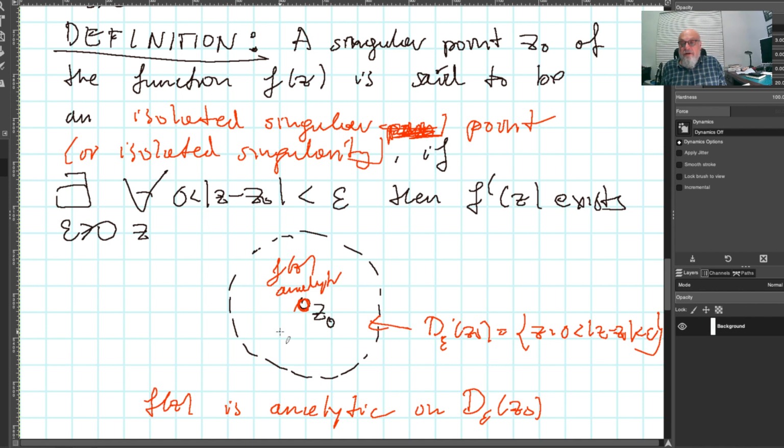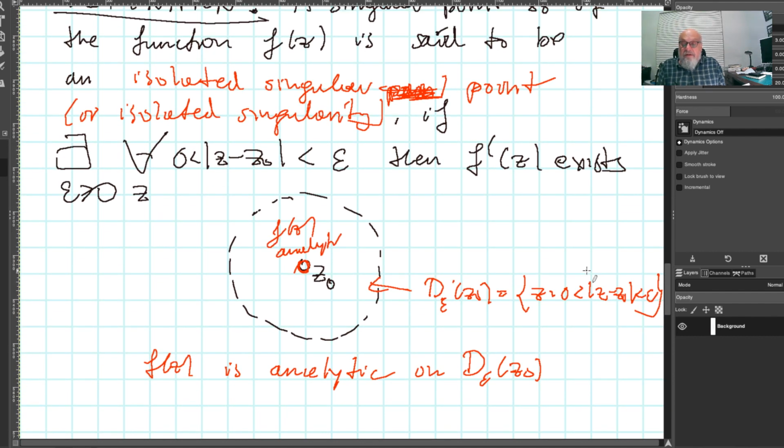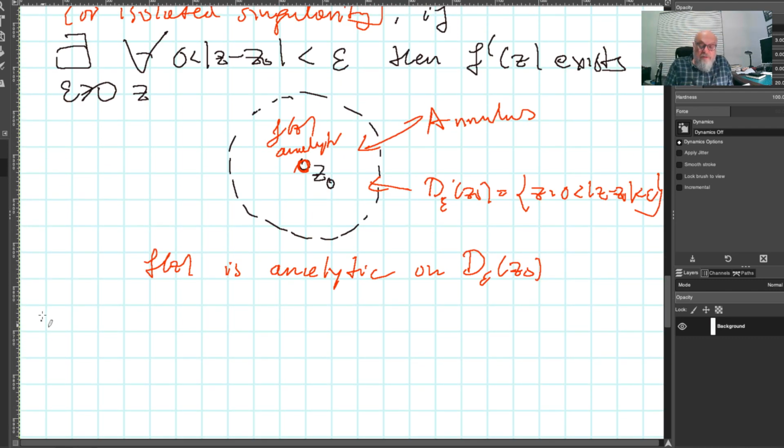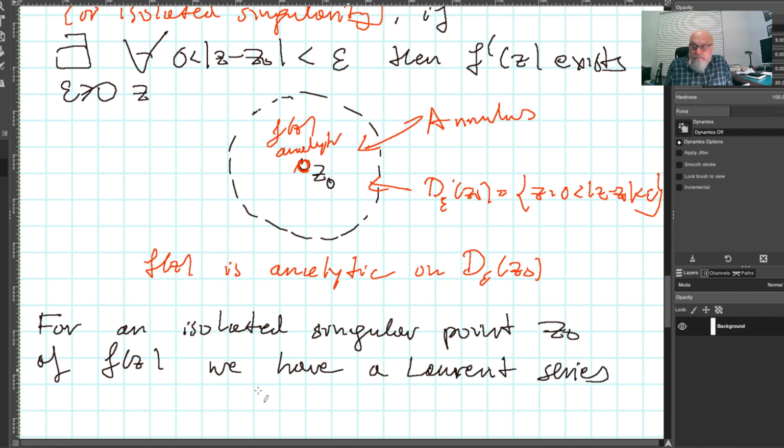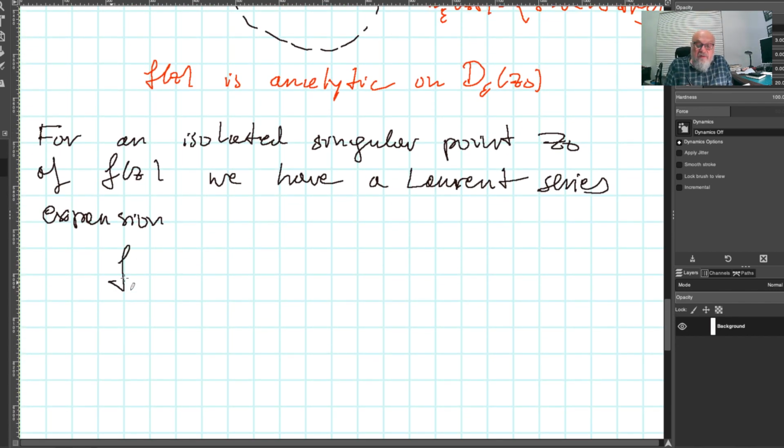Not here, only here. It does not know, we have no value. So such a point is called, of course, once you have an isolated singular point, we have analyticity. So notice that this is an annulus. So for an isolated singular point z0 of f of z, we have a Laurent series expansion. And this is exactly this series expansion. So let's write it down.